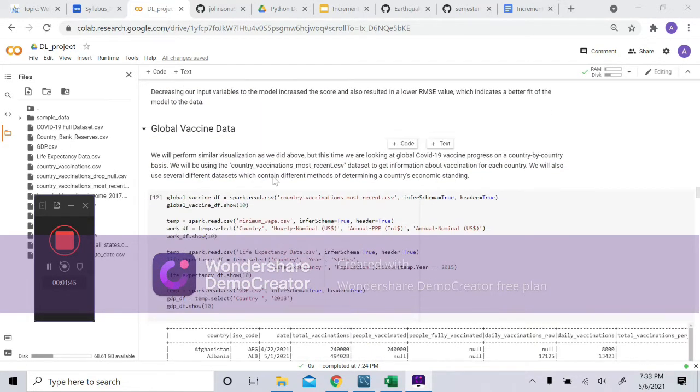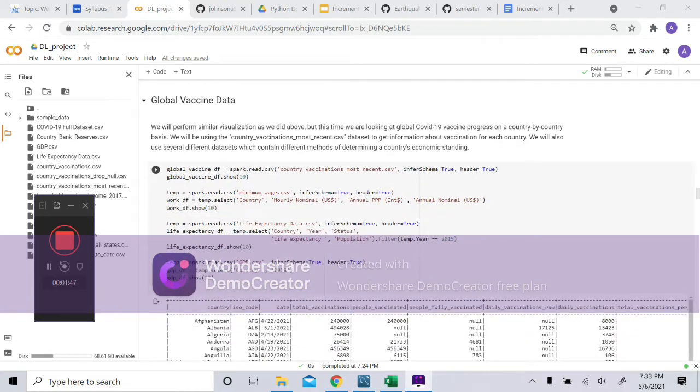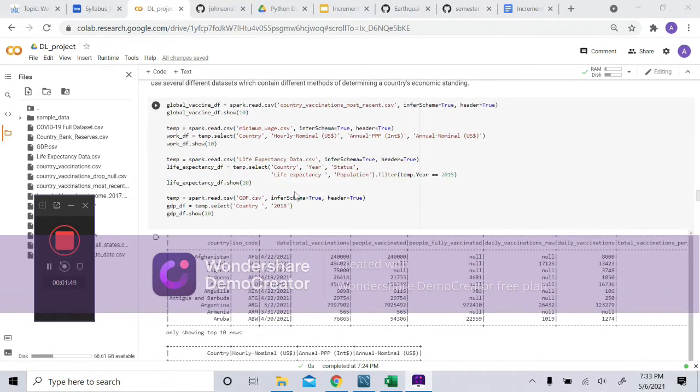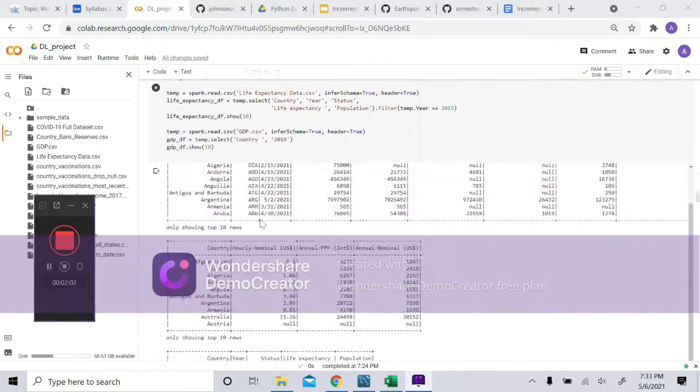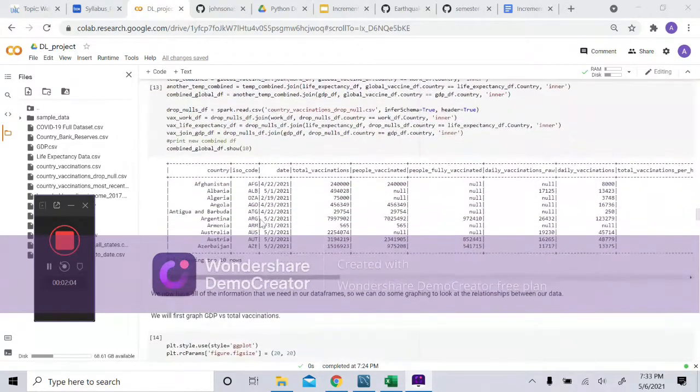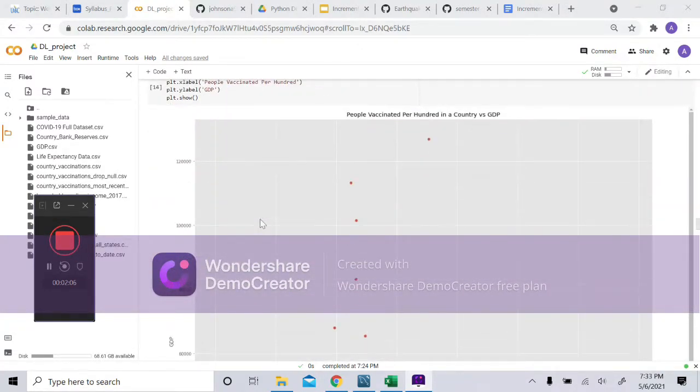Then I did global vaccine data. So I created the data frames again. This time we did a couple of different data sets for the economic standing, so like minimum wage, the PPP, we tried life expectancy and GDP. So I created all those data frames and joined them all into one, and then did some more graphing.